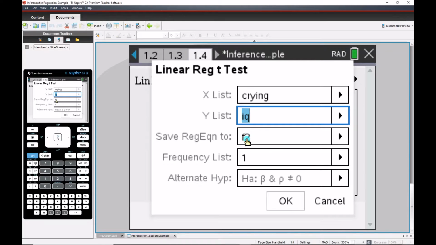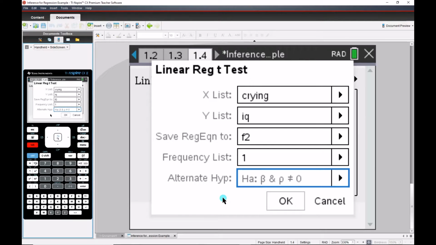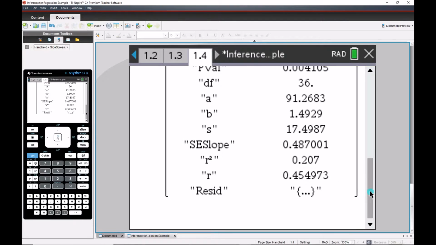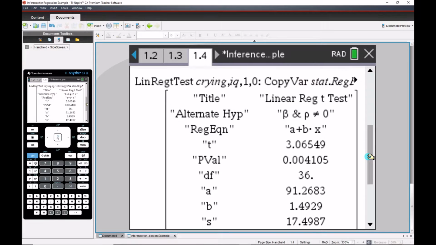I'm going to save it to F2, why not. And it doesn't really matter what my alternative is. You can just leave it at not equal to. Sometimes it'll be that, sometimes it'll be directional, but let's just leave it there because I'm not really running a test today. Okay, so this is what we get when we do that.